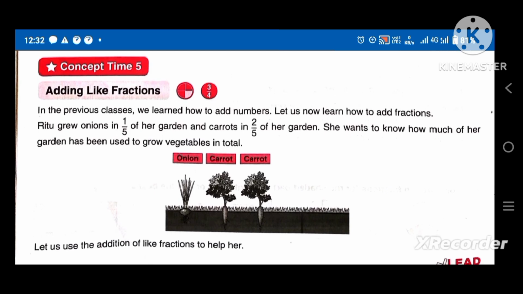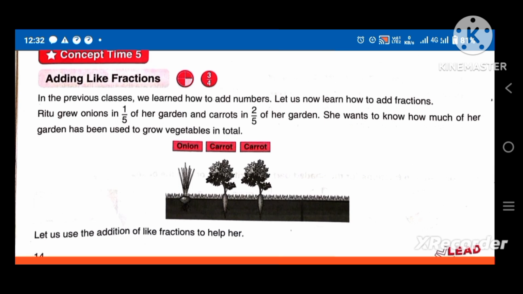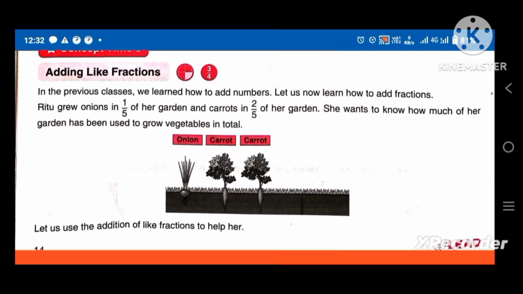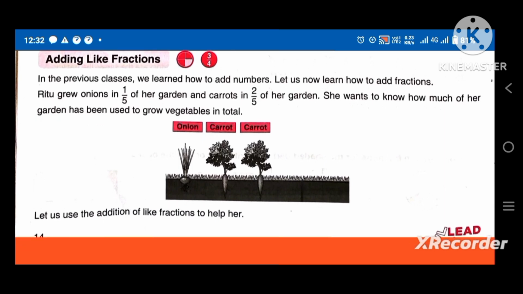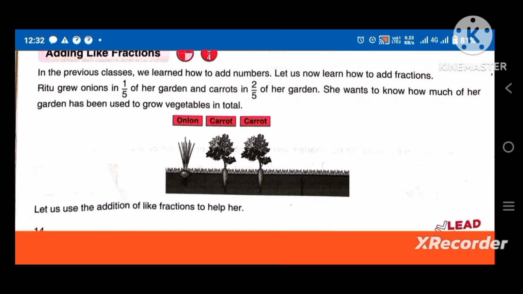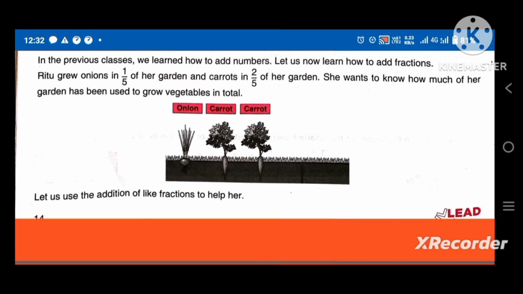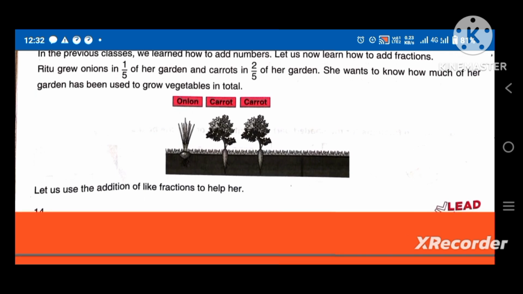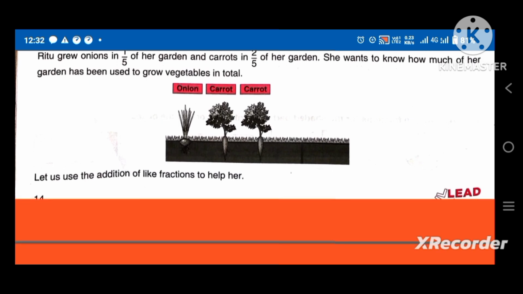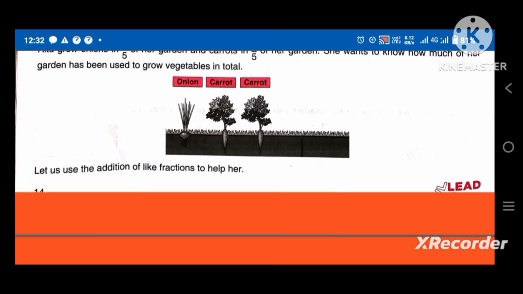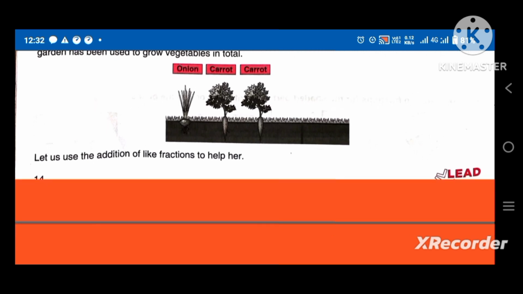Concept time 5, adding like fractions. In the previous classes we learned how to add numbers. Let us now learn how to add fractions. Ritu grew onions in 1 by 5 of her garden and carrots in 2/5 of her garden. She wants to know how much of her garden has been used to grow vegetables in total. Onion, carrot. Let us use the addition of like fractions to help her.